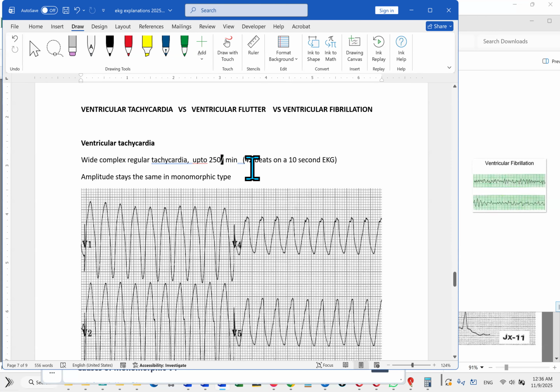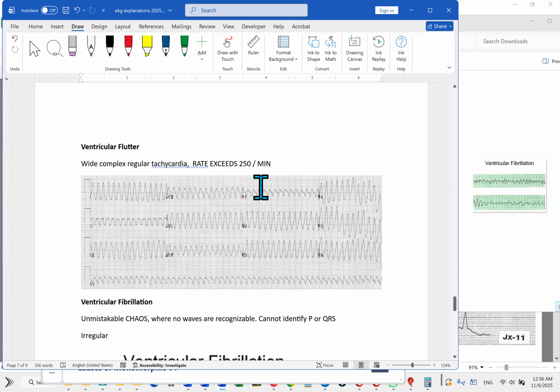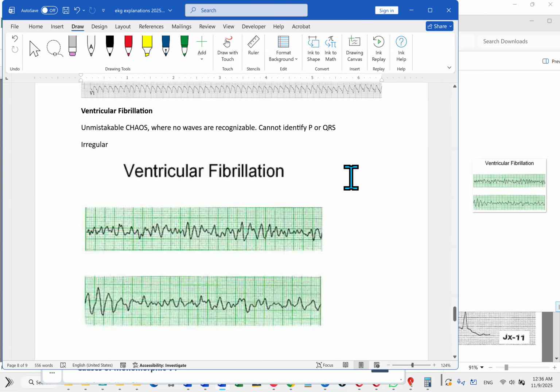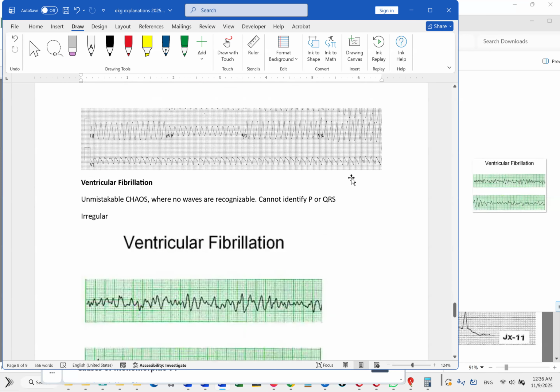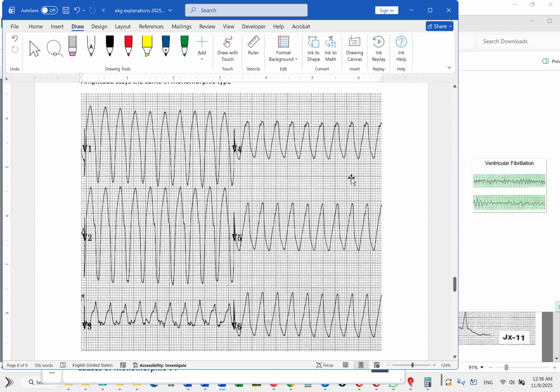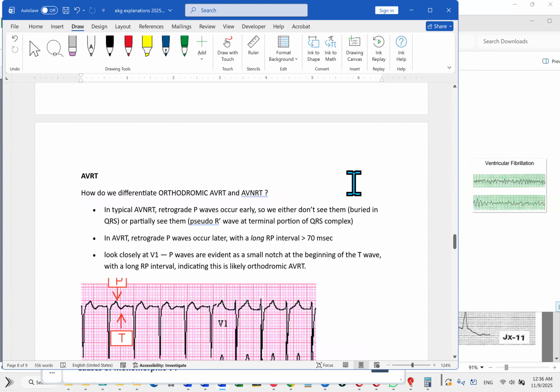Now, fibrillation. So this is flutter. Fibrillation, the main thing to remember is you cannot identify any waveforms there. You cannot identify atrial waves. You cannot identify ventricular waves. Absolutely nothing is identifiable, then that's ventricular fibrillation. Okay, so those are the main points.